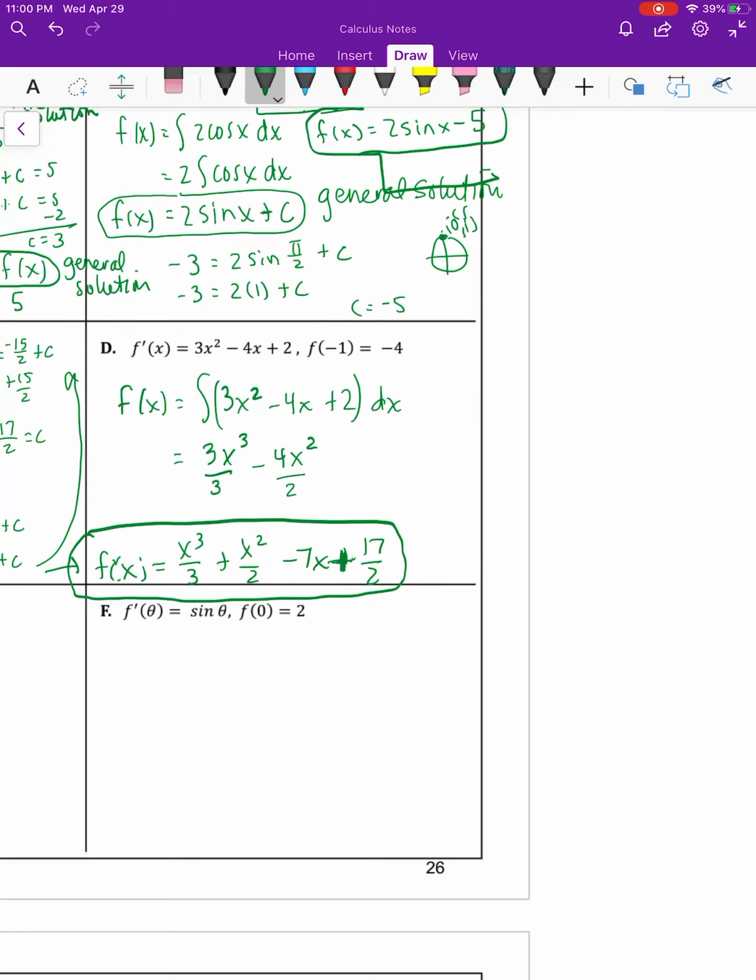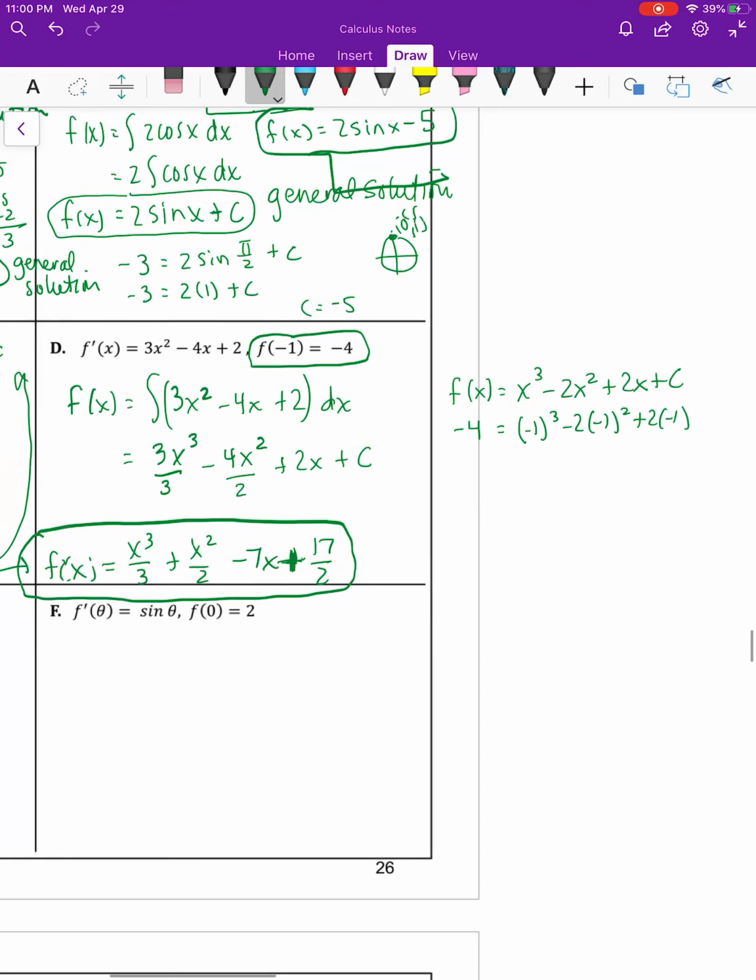So this is going to be 3x to the 2 plus 1 divided by 2 plus 1 minus 4x to the 1 plus 1 divided by 1 plus 1 plus 2x plus c. So that's going to give you x cubed, because those 3's cancel, minus 2x squared plus 2x plus c. And they gave us this: x is equal to -1 when y is -4. So -4 equals -1 cubed minus 2 times -1 squared plus 2 times -1 plus c. -4 equals -1 minus 2 minus 2, that's -5, plus c. We would add 5 to both sides, and our c is 1.